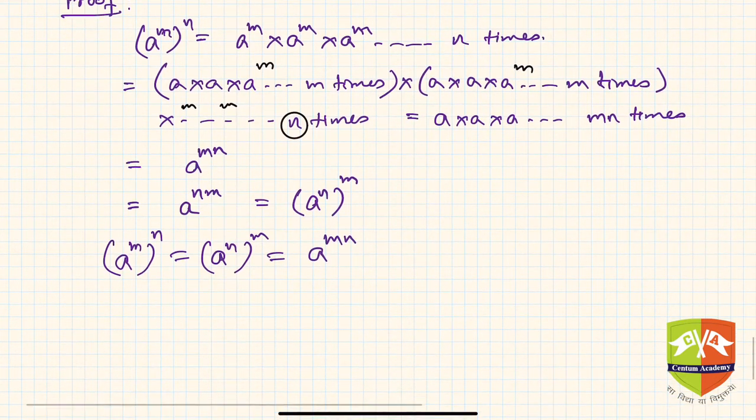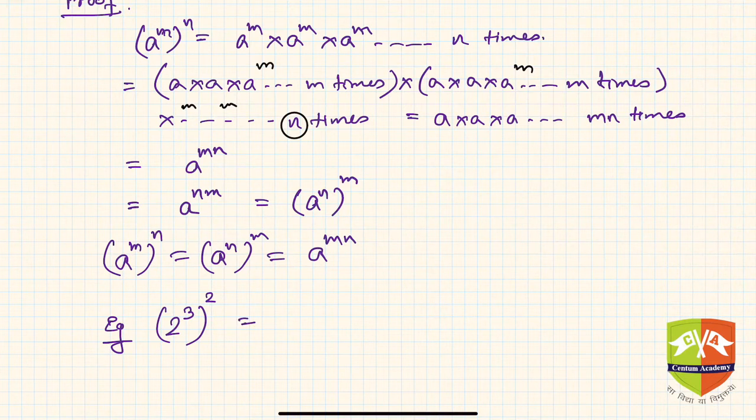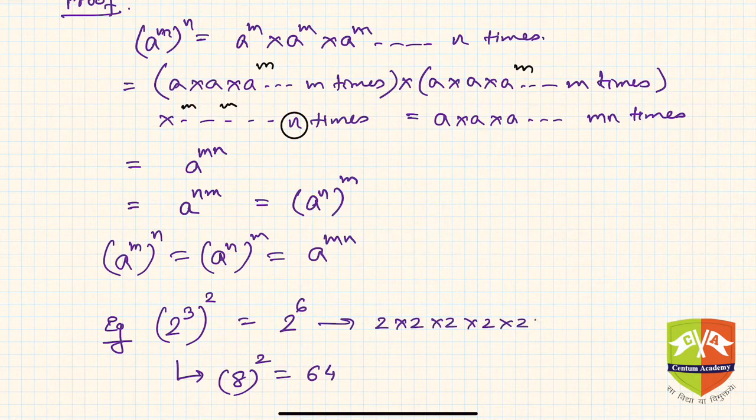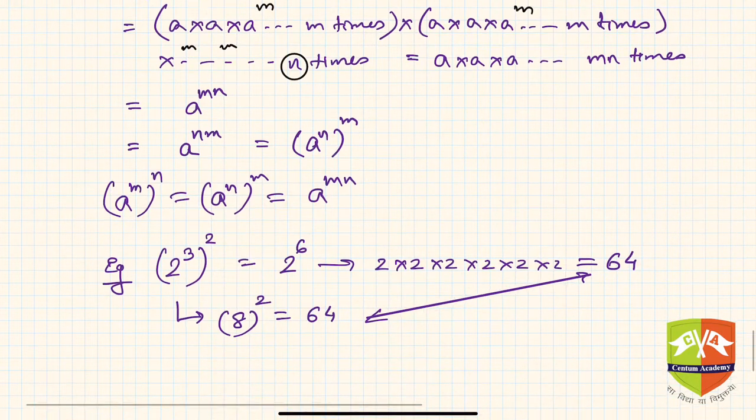Right? Example. Let us take an example. 2 to the power 3 to the power 2 is nothing but what? 2 to the power 6. So you can calculate also. 2 to the power 3 is 8 and 8 square is 64. And this also, 2 into 2 into 2 into 2 into 2 into 2, will also give you 64. So both are the same. So it works, isn't it?